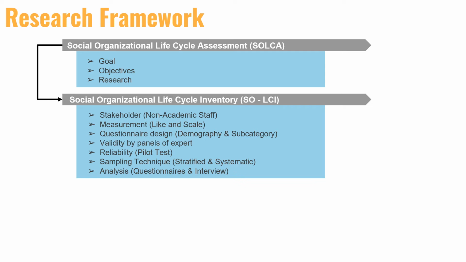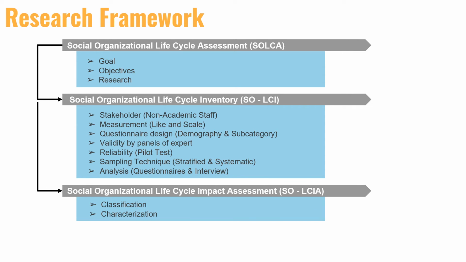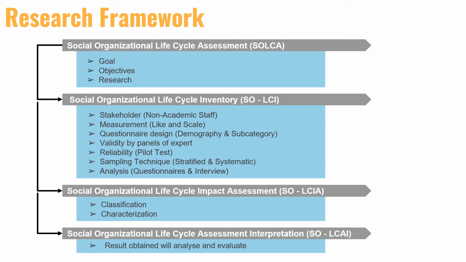Third phase is Social Organizational Life Cycle Impact Assessment, LCIA. There will be selection of the impact category. It will be classification and characterization. And lastly is Social Organizational Life Cycle Assessment Interpretation, LCAI. From this interpretation, the results obtained will be analyzed and evaluated.